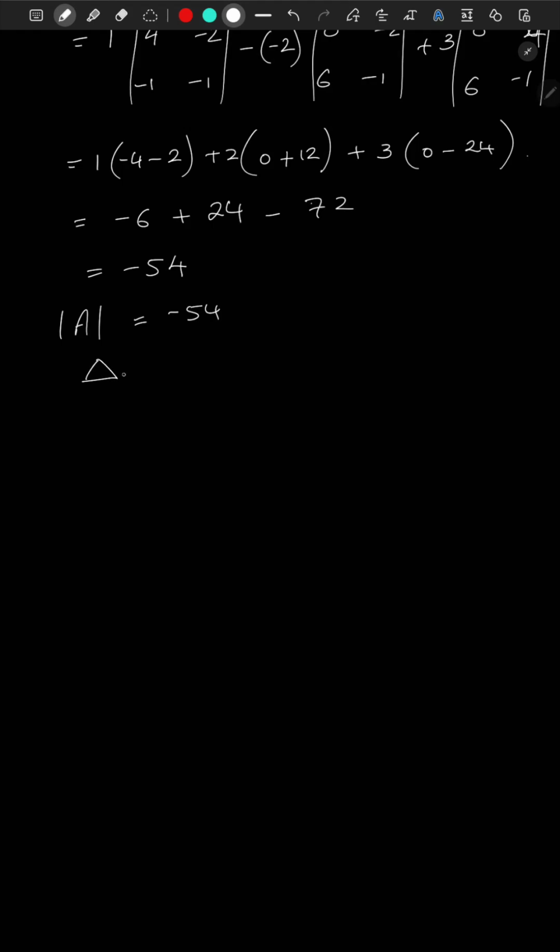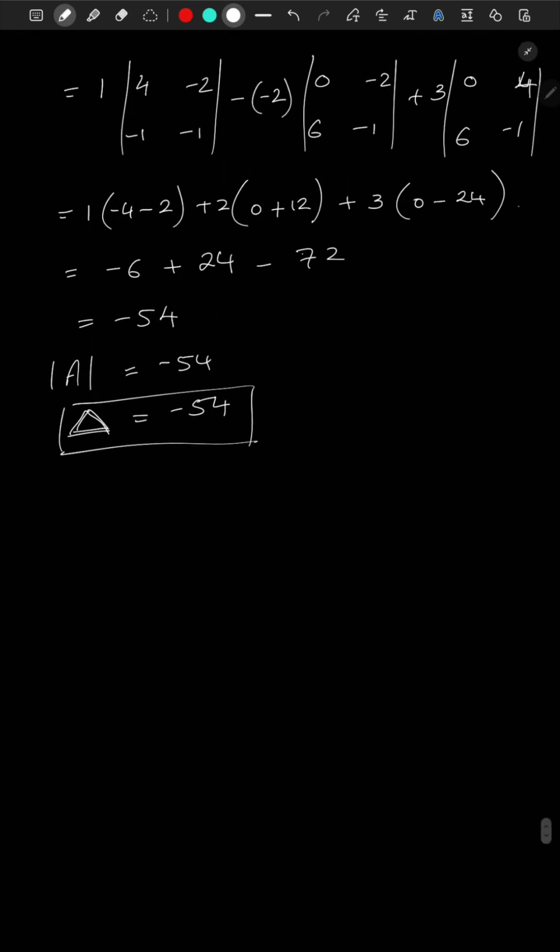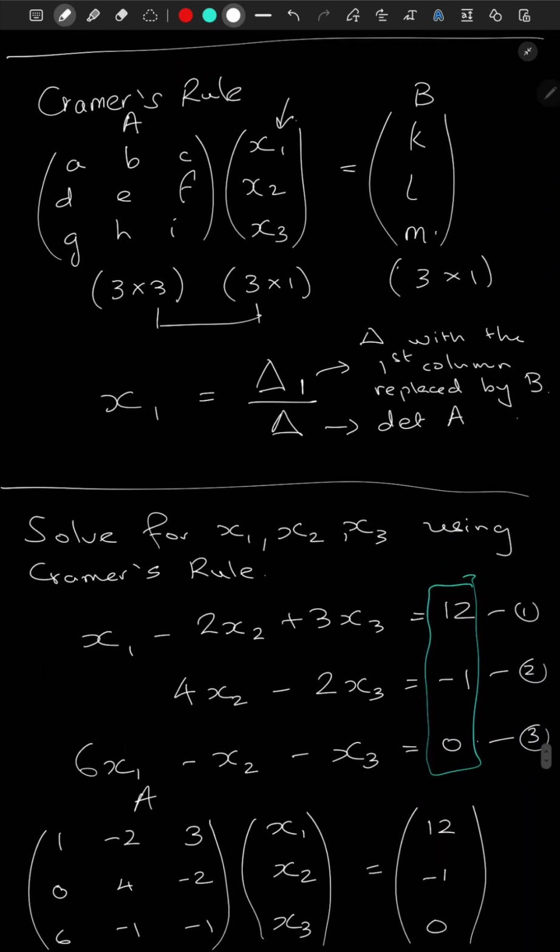We also call it this small triangle, to represent the determinant of A. So like this here, this small triangle.